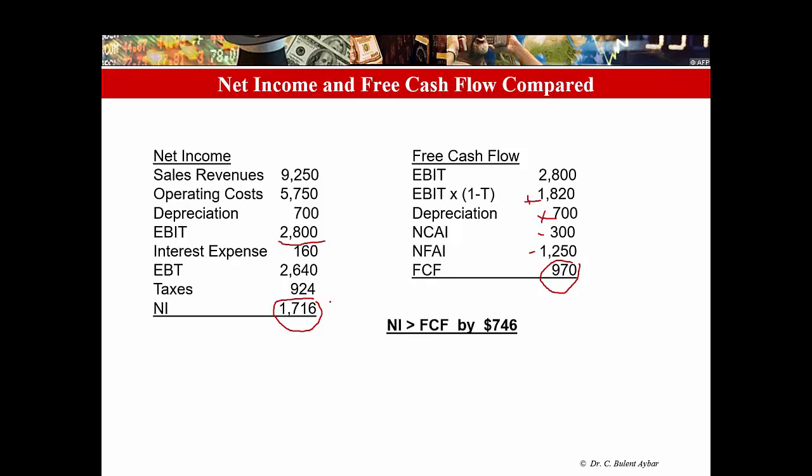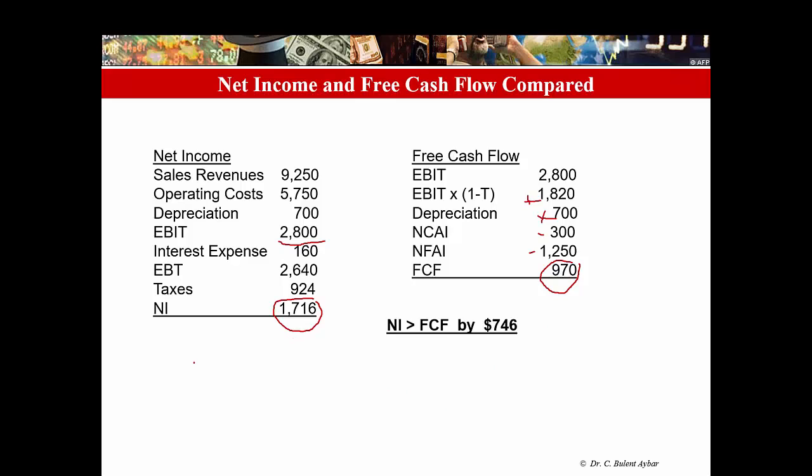This means that the net income is larger than the free cash flows by $746. So although the profits of the firm are looking like $1,716, net cash flow that is available to both creditors and shareholders are $970.